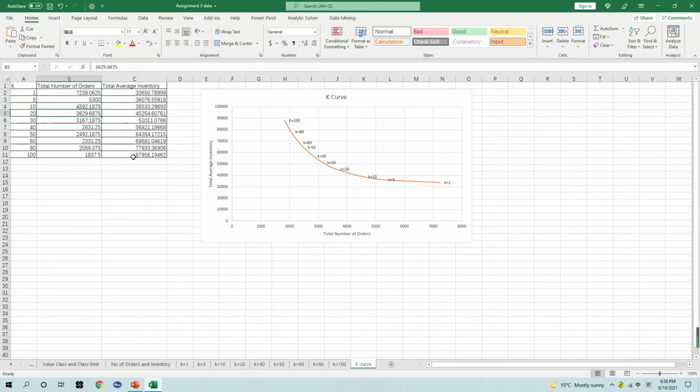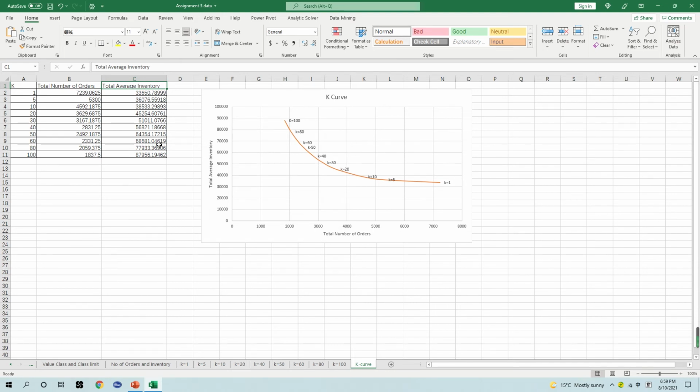Another interesting factor is that when the number of orders decreases, the average inventory increases. That makes sense because when we don't have enough inventory, we need to increase the number of orders, since we don't have much in stock to back it up, so we need to order more.